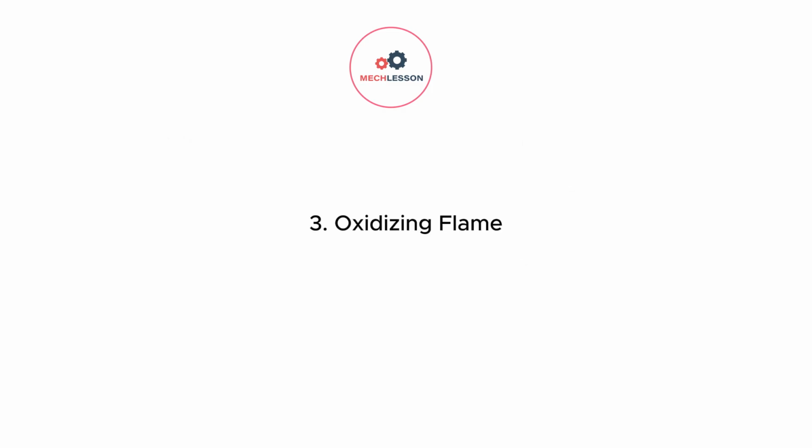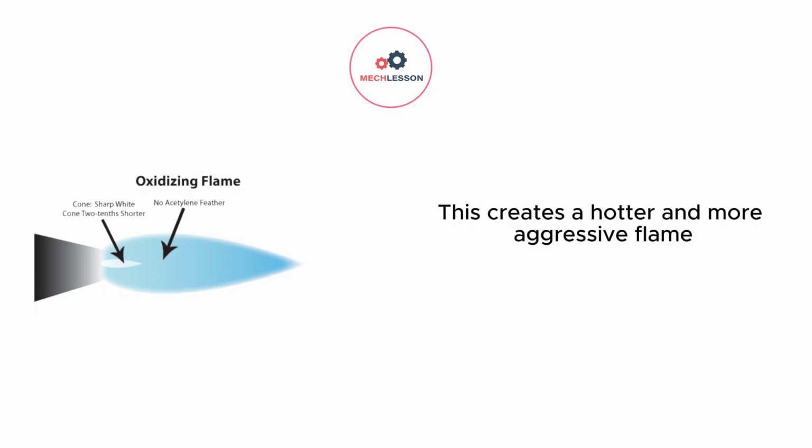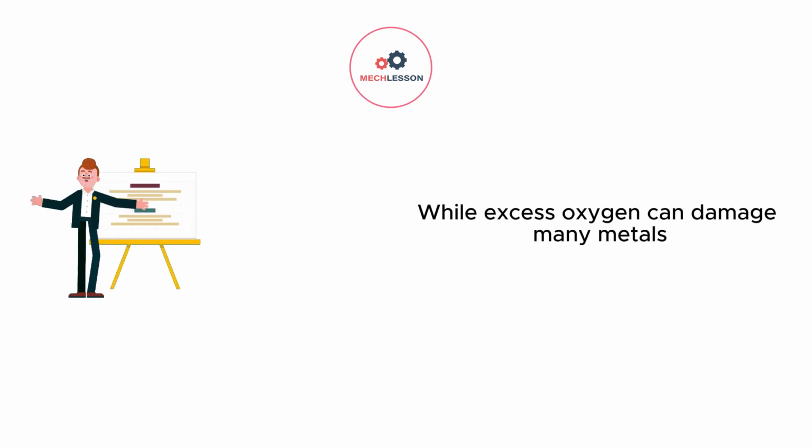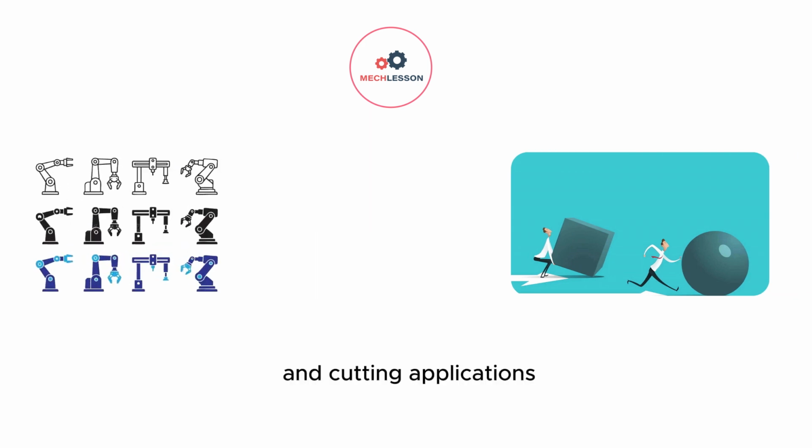3. Oxidizing flame. The oxidizing flame contains more oxygen than acetylene. This creates a hotter and more aggressive flame. While excess oxygen can damage many metals, it is beneficial for certain materials and cutting applications.